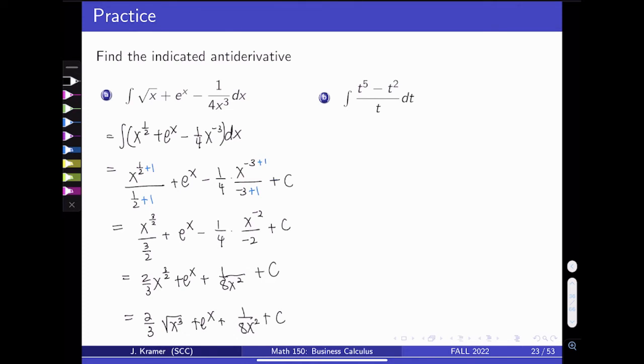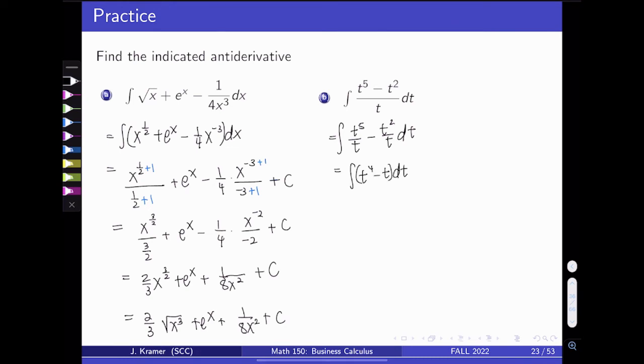In part B, we'll approach this in the same way as part A. We'll rewrite the integrand to simplify it a little bit to apply the rules discussed on the previous slide. So let's start by rewriting the integrand in the following way. We'll have t to the 5th over t minus t squared over t, so we can simplify the fractions. So we're looking at the integral of t to the 4th minus t dt.